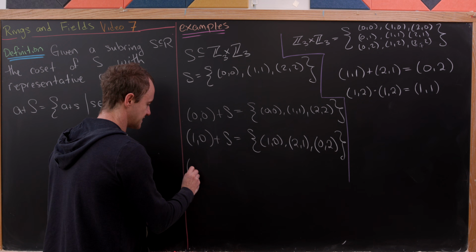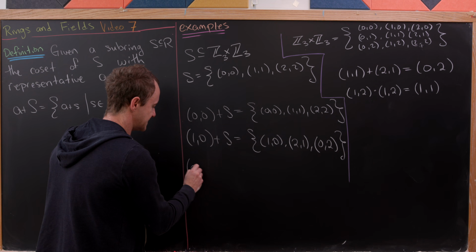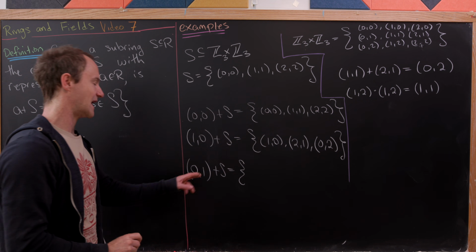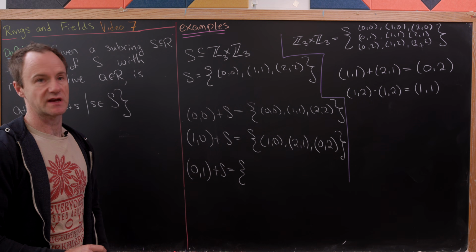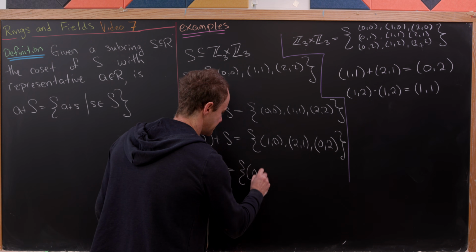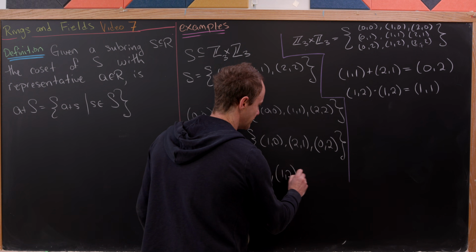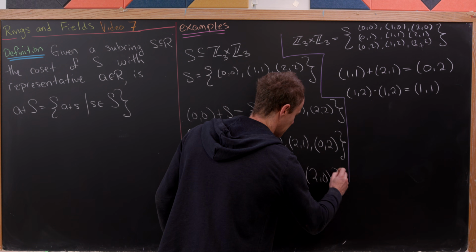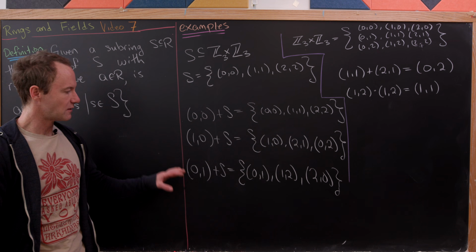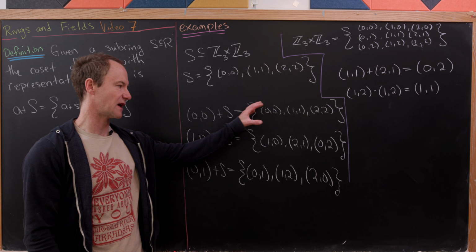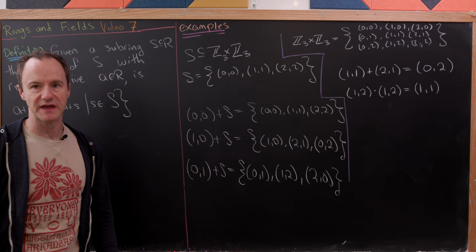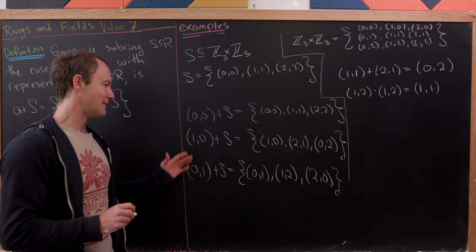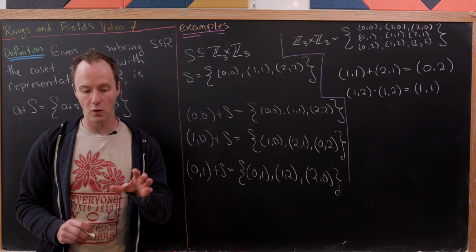Then let's perhaps look at (0,1) plus S. So we'll add (0,1) to each of those elements from S. We're going to get (0,1) first, (1,2) next, and (2,0) last. So now let's observe that among these 3 cosets, we have 9 different elements. We have achieved all the elements of Z3 cross Z3. Now later we'll see that that means that we have all of the cosets, but we don't quite know that yet.